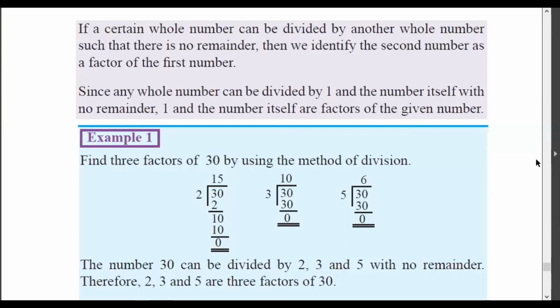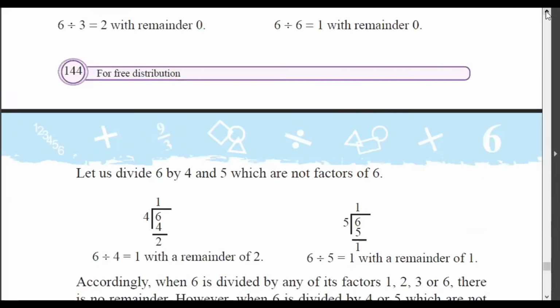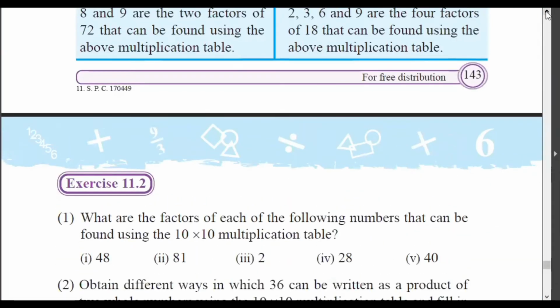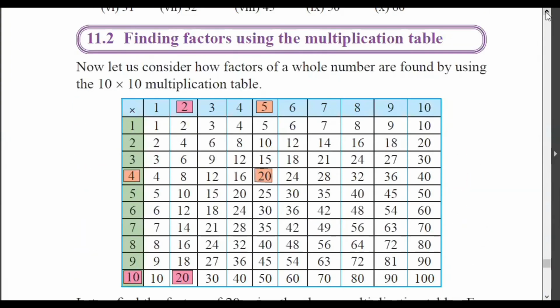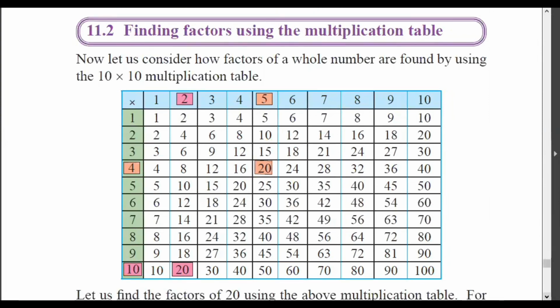Refer to the textbook a little. In the textbook there is another method like this: find the factors using the multiplication table. I'm not going to teach that one because in the exam this part is not coming. Why? The multiplication table is not given. But I'm going to explain it.